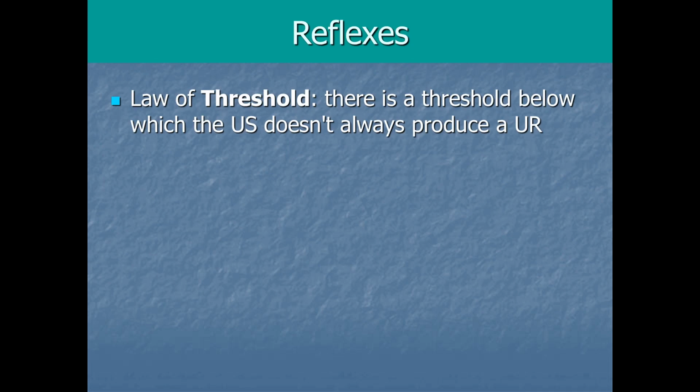So when we test creatures ranging from humans to cats to snails to bees, we find that reflexes always follow three basic laws, the laws of the reflex. The first of these we'll call the law of threshold, which states that there's a threshold below which the unconditioned stimulus doesn't always produce an unconditioned response. Basically, a puff of air hitting your eye will make you blink, but if the puff is so weak that you can't even feel it, then you won't always blink. Or a sudden loud noise will cause a startle response, but a much quieter noise won't meet the threshold and won't necessarily cause a startle response.